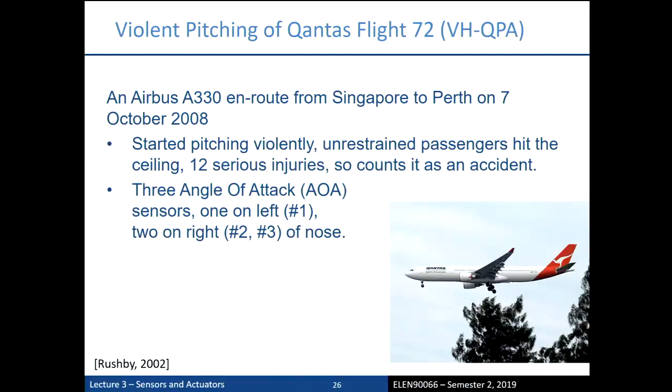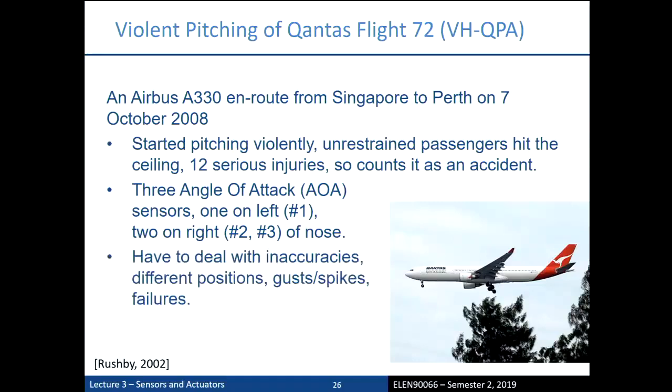It doesn't divide very nicely. So you've got number 1 on the left and numbers 2 and 3 on the right. These sensors have to deal with all sorts of weird stuff going on, low temperature obviously, but also different positions, gusts, spikes, failures. So they have to be pretty well engineered, and there are a lot of problems that have happened with sensors on aircraft, particularly airspeed indicators icing over and all that sort of stuff, with disastrous effects.